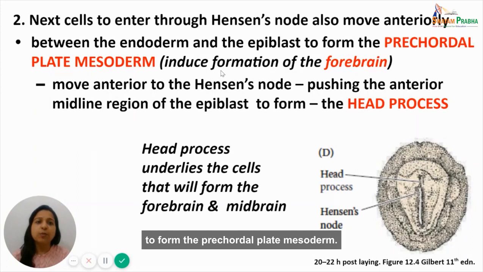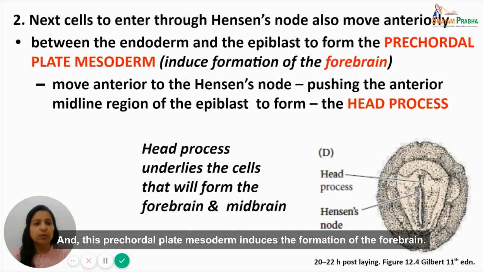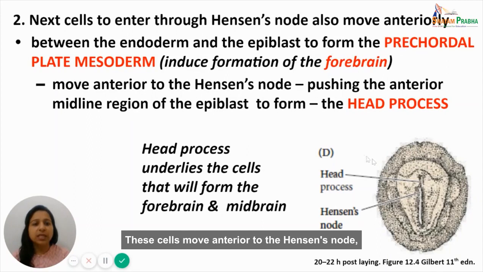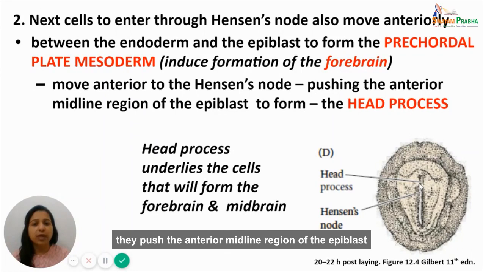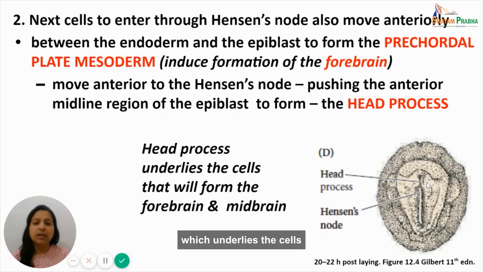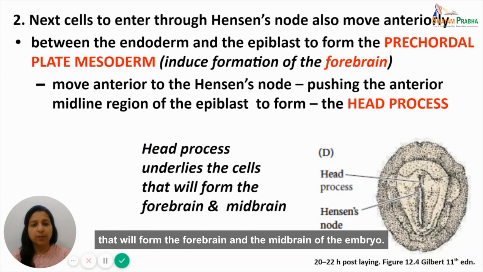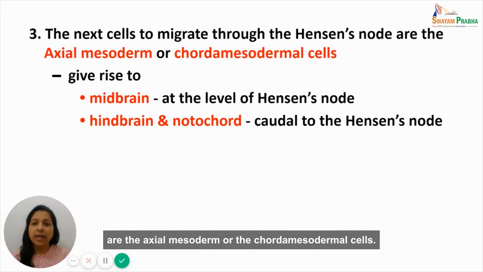And this precaudal plate mesoderm induces the formation of the foregut. These cells move anterior to the Hansen's node. Here in the diagram we see these cells which have moved anterior to the Hansen's node push the anterior midline region of the epiblast to form a sort of bulging, which is known as the head process. The head process, as you see here, is the area which underlies the cells that will form the forebrain and the midbrain of the embryo.